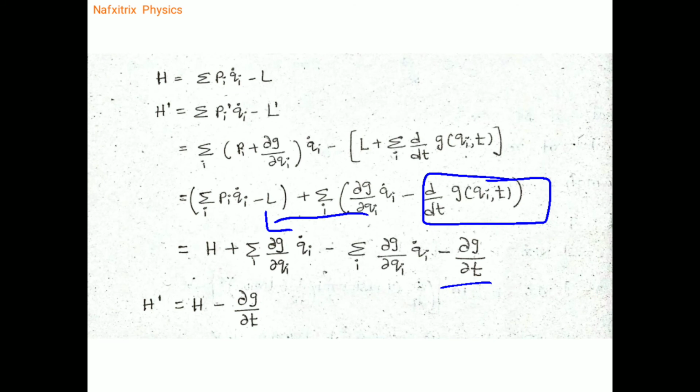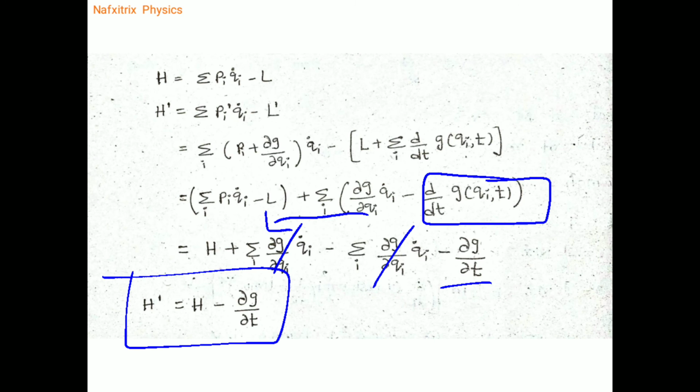So finally what is happening here is, this is plus and this is minus, both are the same but with opposite signs, so they get cancelled, and finally what remains is H dash equals H minus ∂g/∂t. This is the final thing that remains. So we have found the new Hamiltonian.